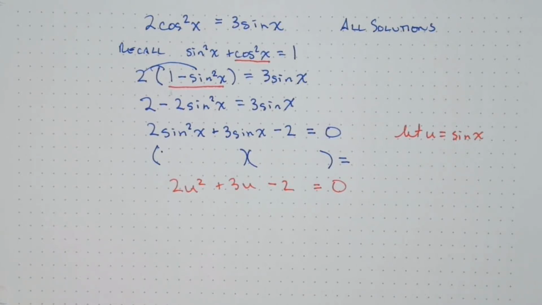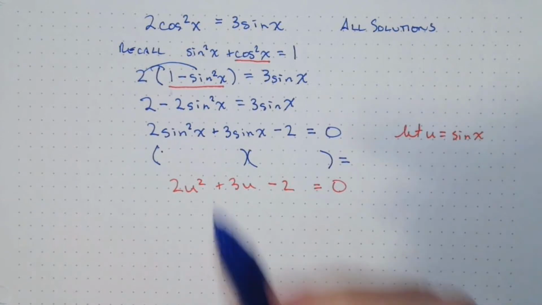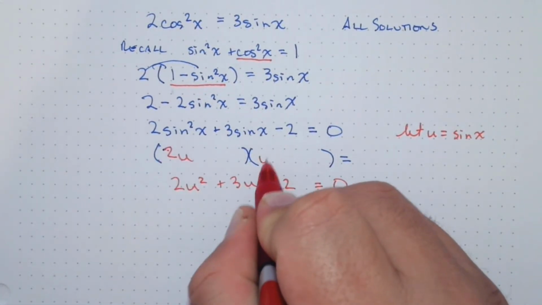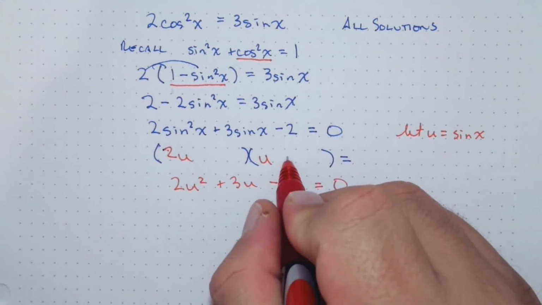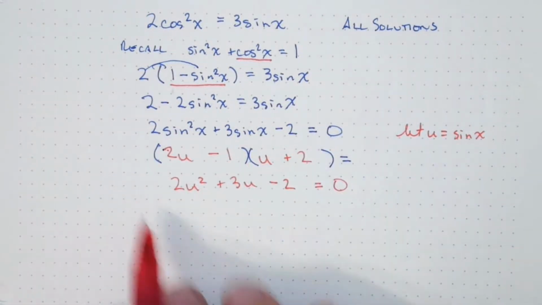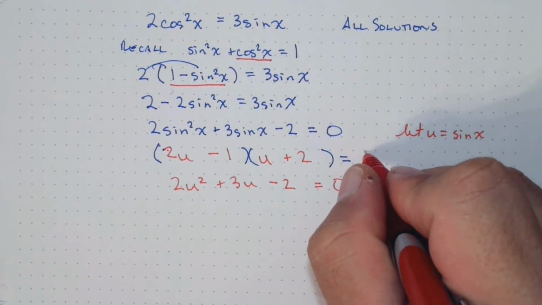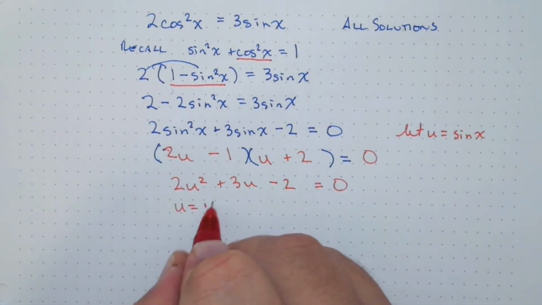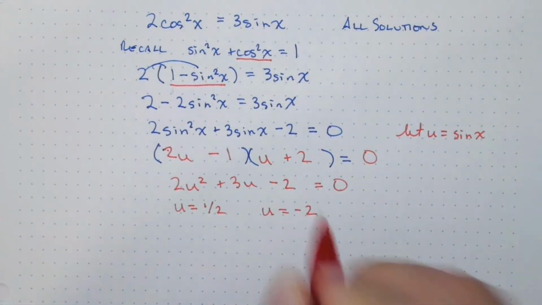So what would that mean for me? What would that mean for you? I've got that set up, and I can go through and see, if that's going to be the case, 2u squared plus 3u minus 2, I'm going to have 2u and u. I'm going to have a plus 2 and a minus 1, and that would take care of my needs. Which would mean that u needs to be 1/2 or u needs to be negative 2.